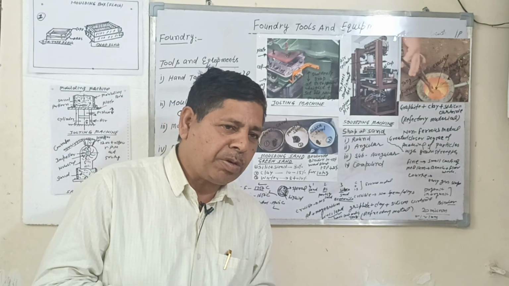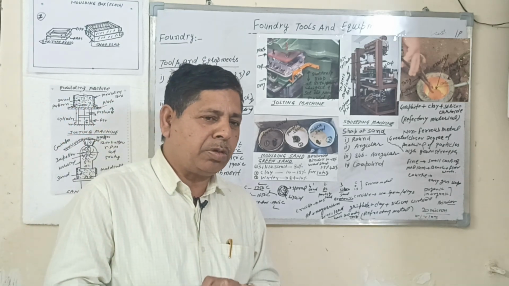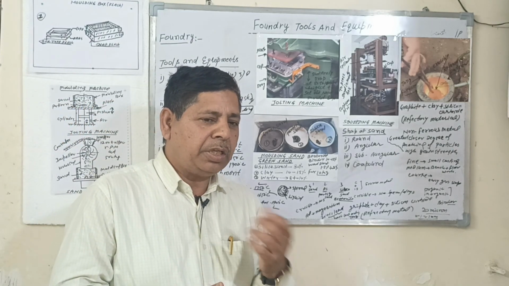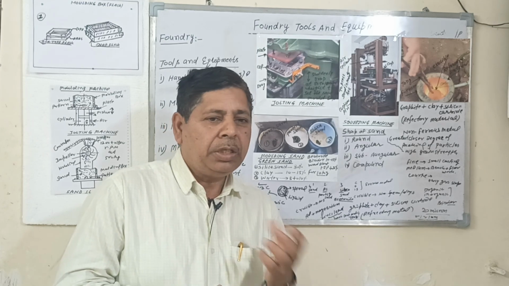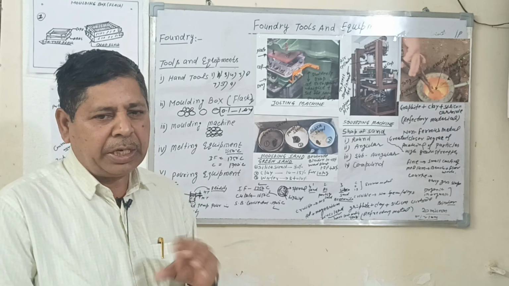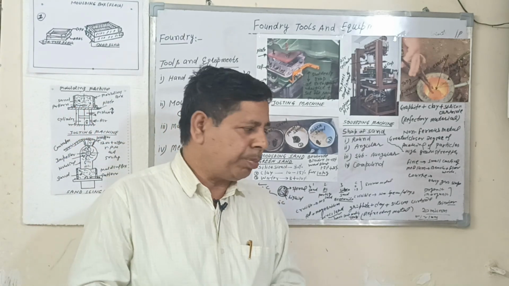A shovel consists of two parts. The first is the pan. It is made of steel, and a wooden handle is fitted with the pan. The shovels are used for mixing the sand and carrying the sand from one place to another in the foundry shop.